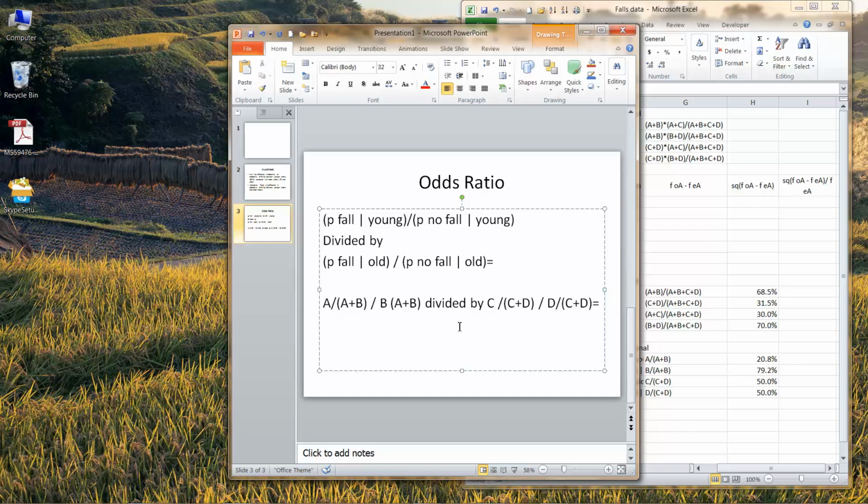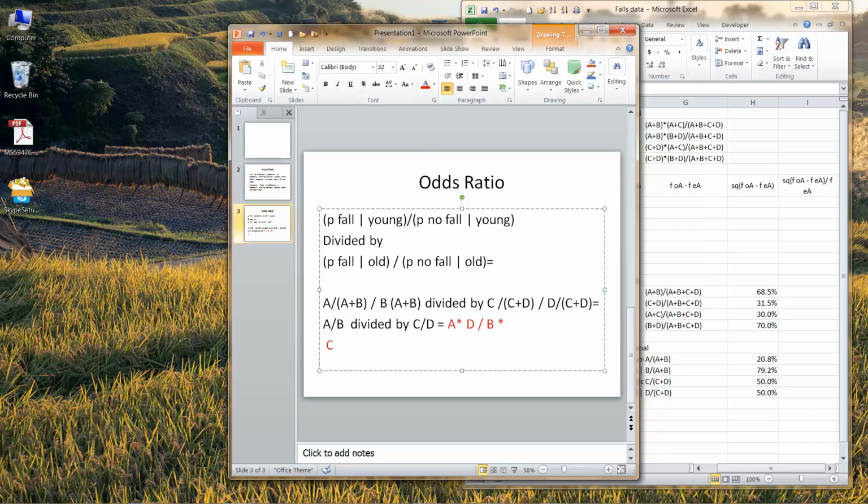And so we have a over b divided by c over d, which equals a times d divided by b times c, and that's our odds ratio right there.